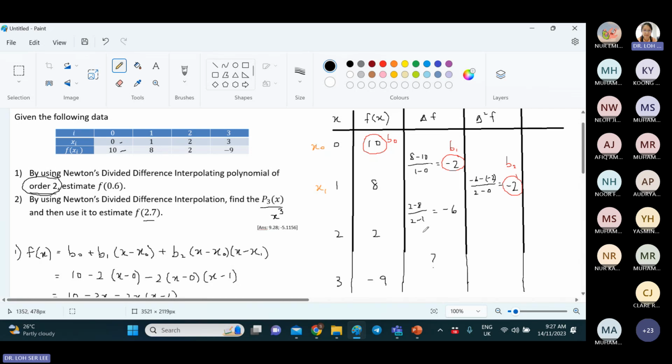We want to get this value. I use red color. We want to get this, and between these two, we want to get this, and between these two, we want to get this. So this is your delta cube f. Try to get these 3 values. We use 4 decimal places.